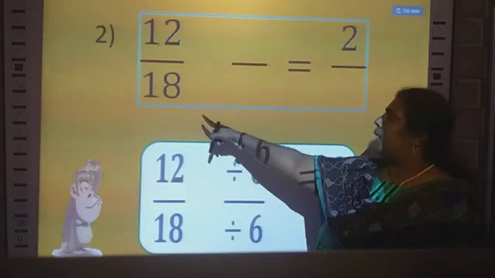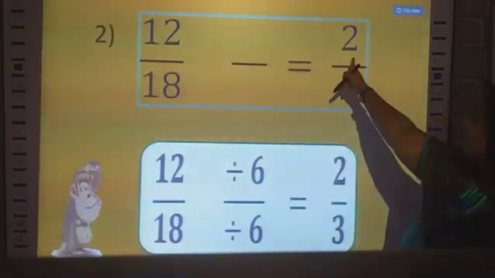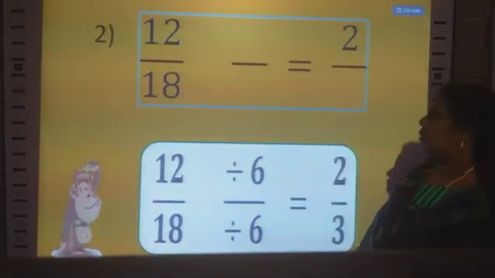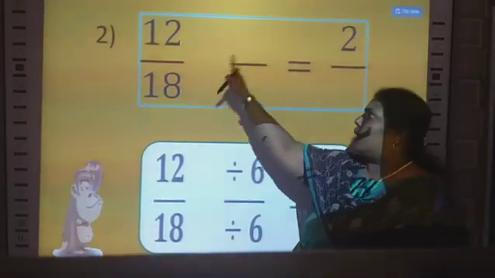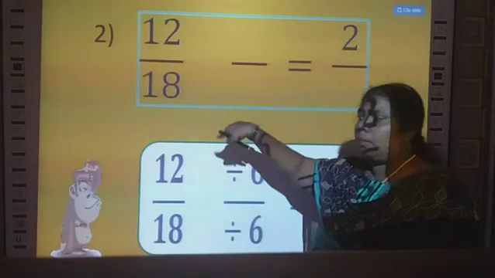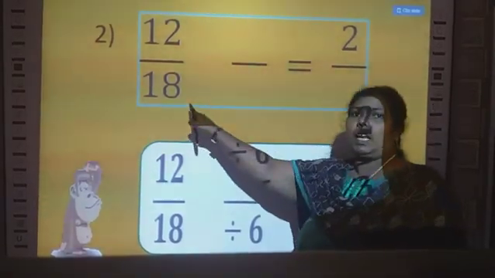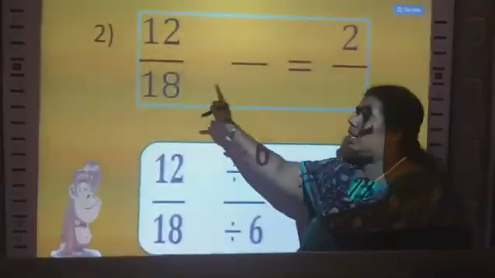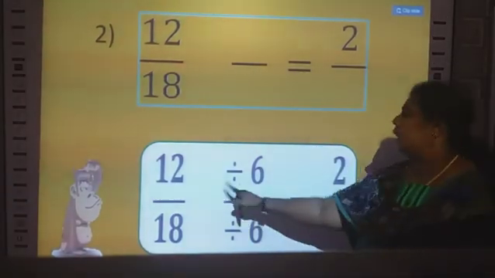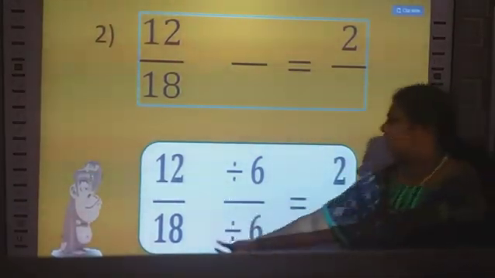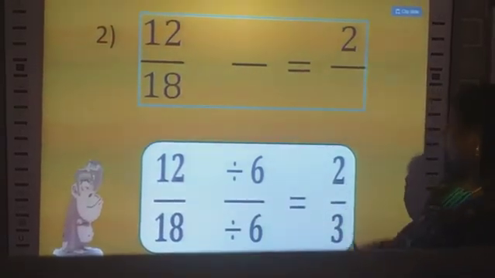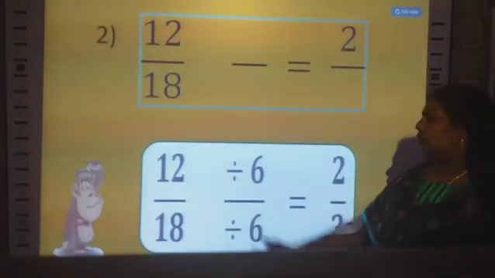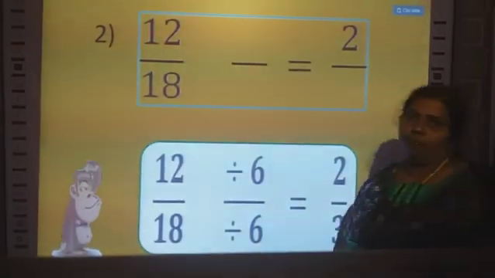See here, 12 by 18. Here the numerator value 2 is there. So which table did they use? Sixth table, right? So 12 divided by 6 equal to 2 means the denominator also you have to divide by the same number, that is 6 only. So 12 divided by 6 equal to 2. 18 divided by 6 equal to what is the value? 3, right? So the fraction is 2 by 3. Now these two fractions are equivalent fractions, right?